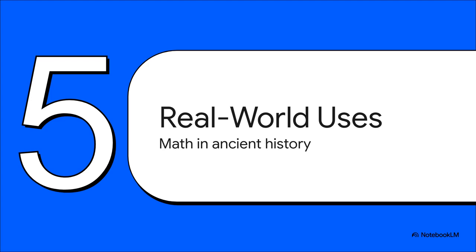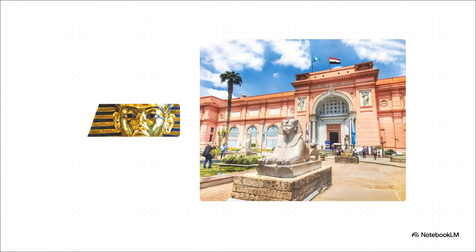Section 5. Real-world proportionality. Math and ancient history. You know, people always ask, when am I actually going to use this? Well, let's look at how these invisible rules apply to the real physical world around us. We're taking a quick trip to Egypt. From the breathtaking golden mask of King Tutankhamun to the magnificent Egyptian Museum in Cairo, the math concepts we're learning right now are tied directly to these stunning historical examples.